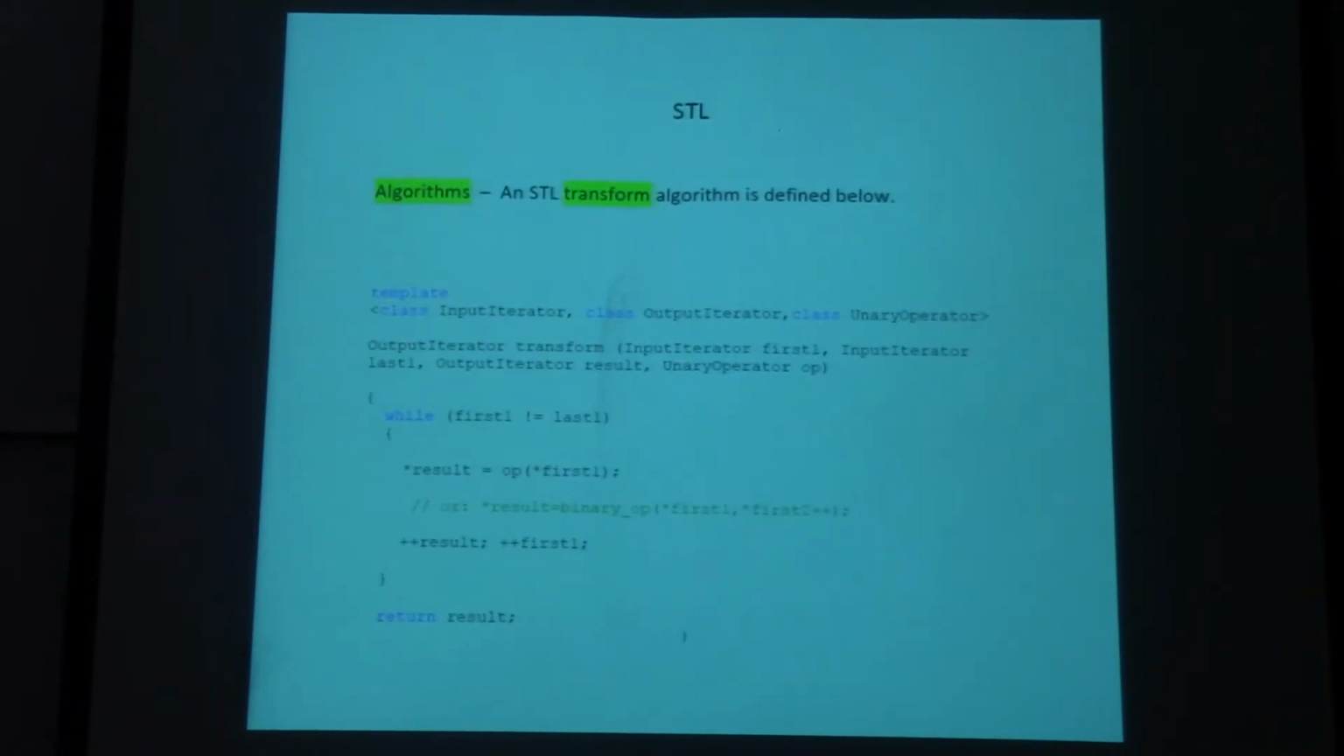Let's go back to see what the heck is going on in this code. So now you understand a little bit better. While first is not equal to last, result, what's result? That's dereferencing the target location of the beginning of the output vector. Gets the value of OP star first. If you're looking at this, doesn't this look like a function call? Of course it does. But it's not, is it?